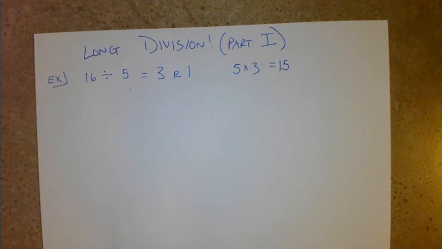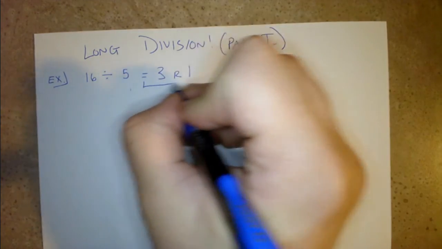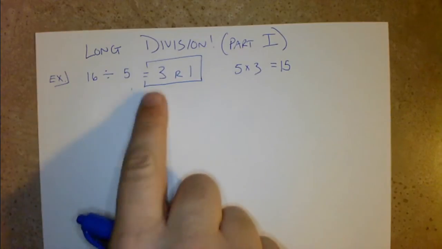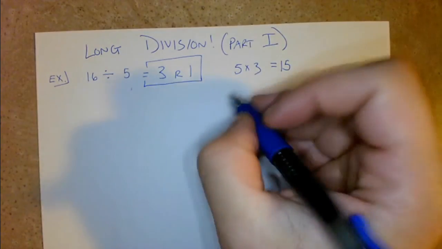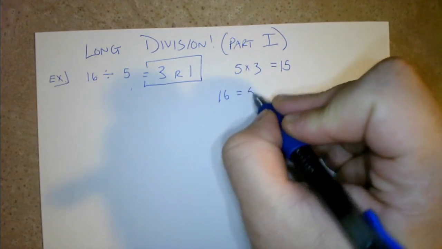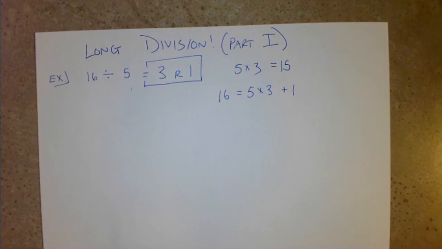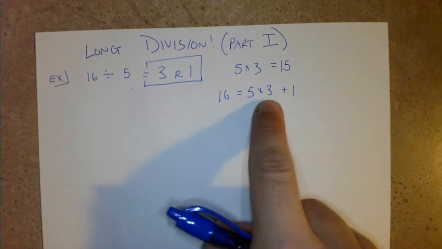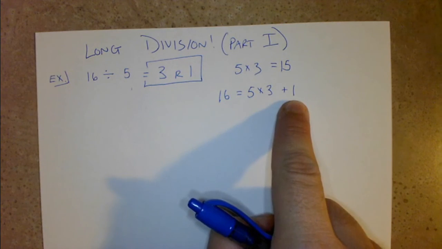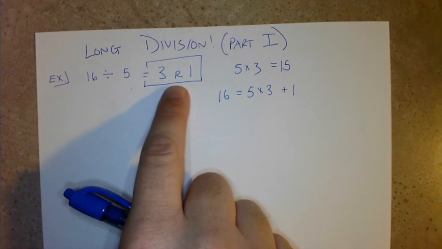And I don't know how you might express remainders. What this essentially says is 16 is the same thing as 5 times 3 plus 1. 5 goes into 16 3 times with 1 left over. So that's how you might write it, like that.